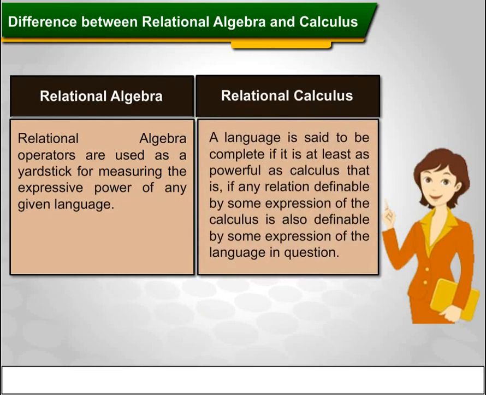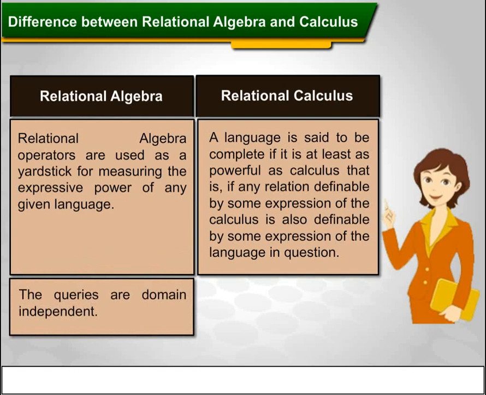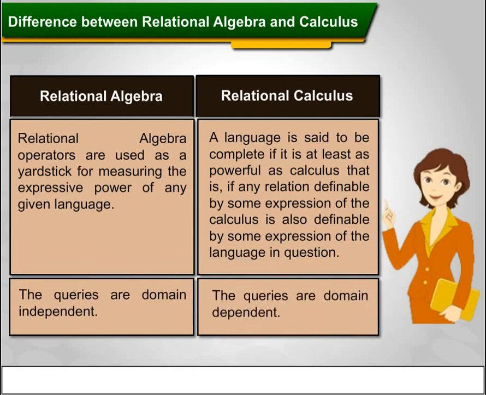A language is said to be complete if it is at least as powerful as calculus, that is, if any relation definable by some expression of the calculus is also definable by some expression of the language in question. In algebra, the queries are domain independent; in calculus, the queries are domain dependent.